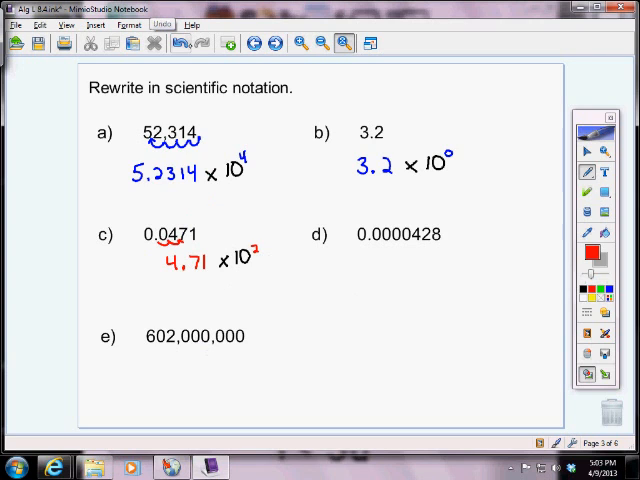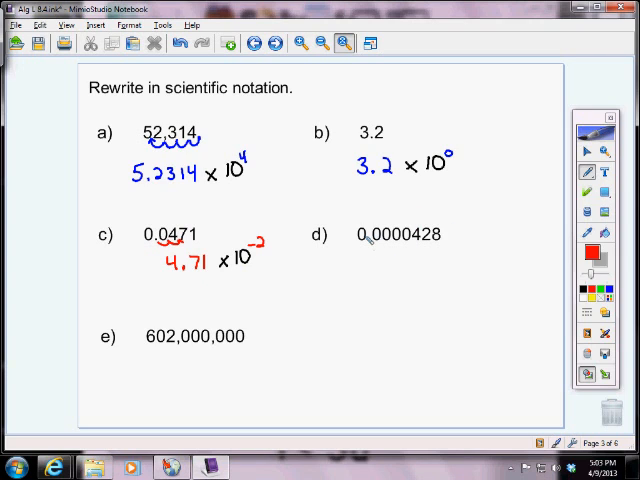Except it's not just 2. 2 tells me I'd move it over 2 times to the right, like I'm multiplying by 100. But I'm not. I'm multiplying by a hundredth, and the way we represent that is by making the exponent negative, so negative 2. The way I remember it is, this is a pretty big number, so I'm going to have a positive exponent. 0.0471 is a pretty small number, a number less than 1, so I'm going to use a negative exponent.